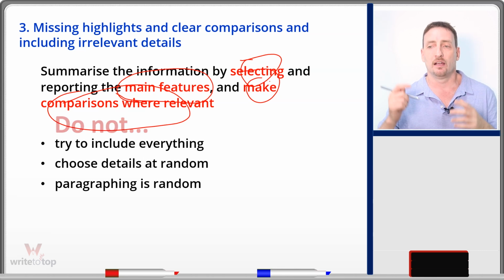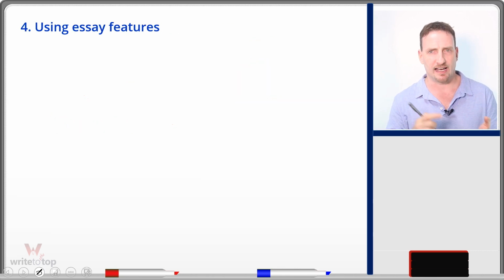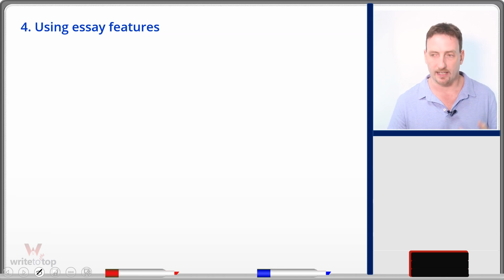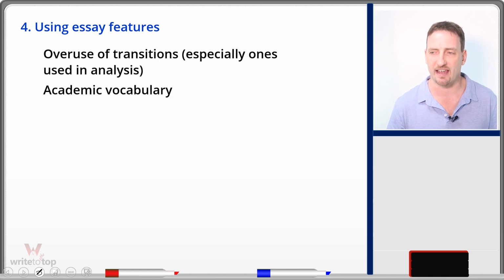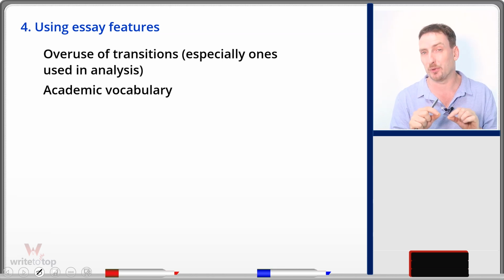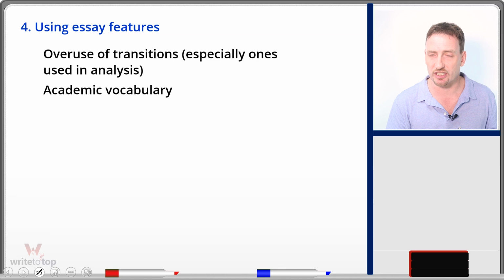Next, a lot of people don't realize that the summary and the essay are two different styles of writing. Don't use essay features in your summary, and a lot of people do that. Some of these things are overuse of transitions, especially ones in an analysis. You're not analyzing anything. You're not putting your own mind into it. You're just picking out things. You do need transitions, but you need certain ones. And make sure you don't overly use academic vocabulary. You don't need it in here.